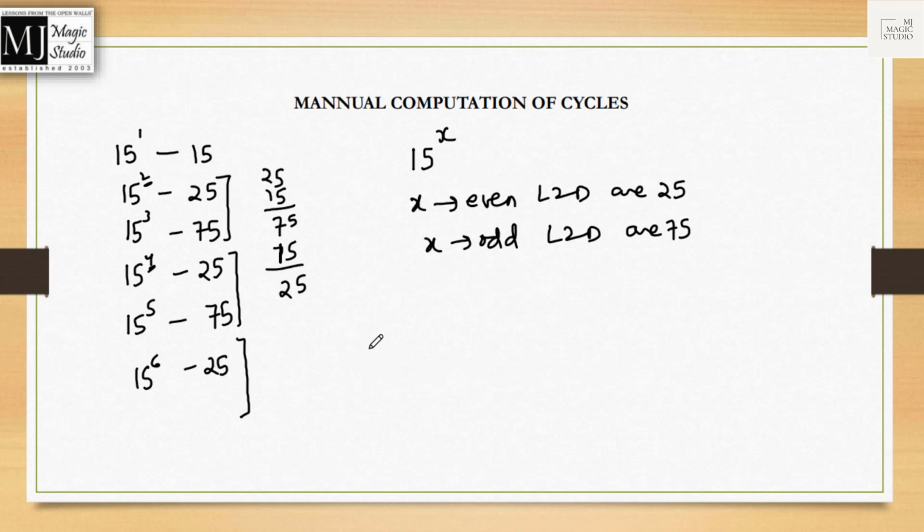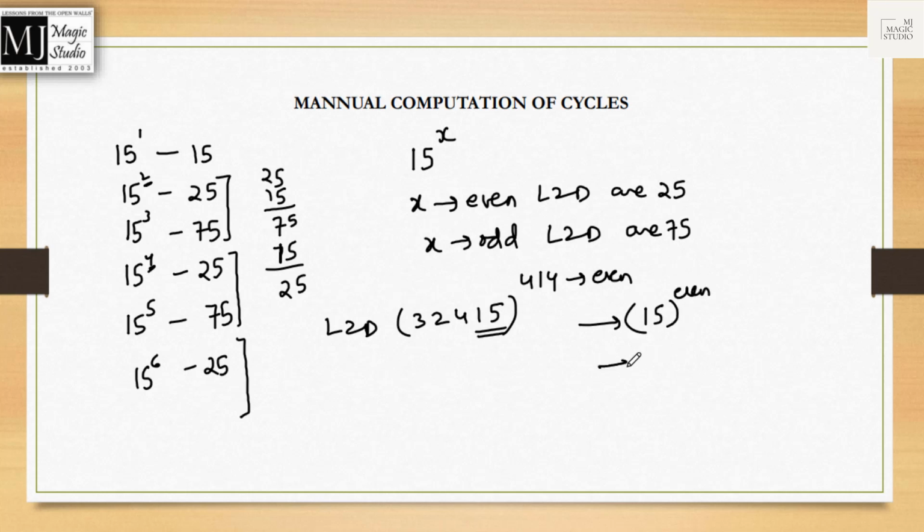So if somebody asks you to find the last two digits of 32415 to the power 414, what you will see is that the last two digits of this number are 15 and the power is even. So this becomes 15 to the power even. For 15 to the power even, the last two digits are 25.